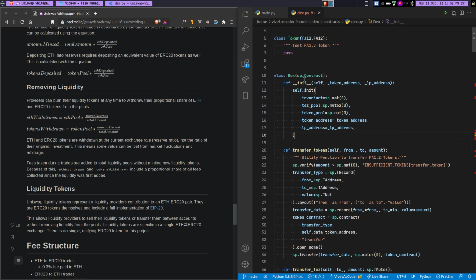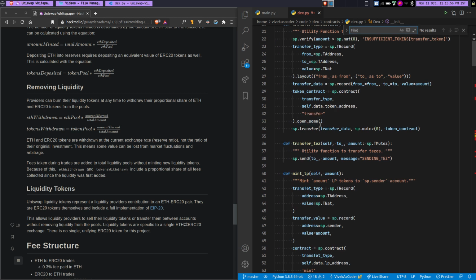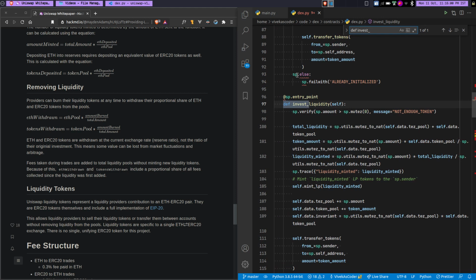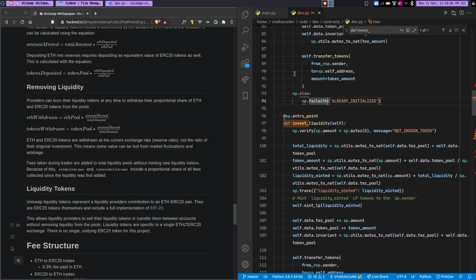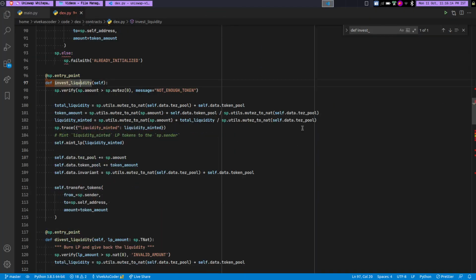All right, so you can see we're talking about adding liquidity, so we'll do invest liquidity. Forget these errors; they're because of the linting, and SmartPy is really annoying. Although there are fixes for this, let's leave it. So, how does the invest liquidity portion work? Let me make it full screen. You can see we are not taking anything in the parameter.